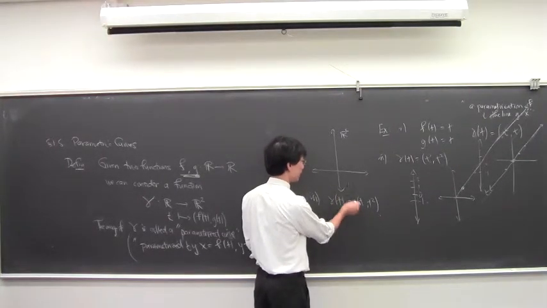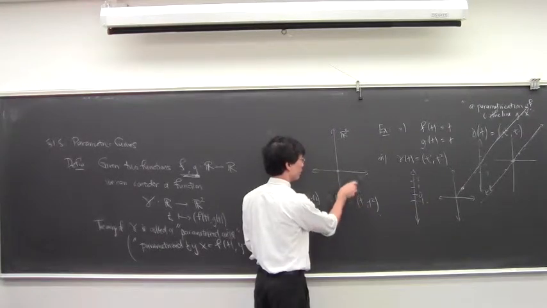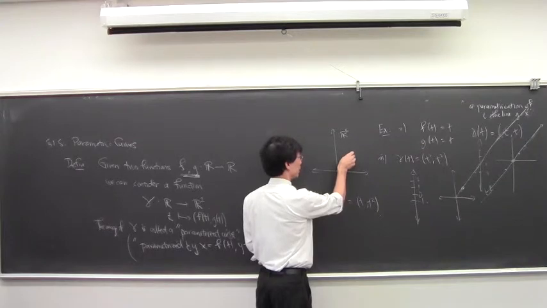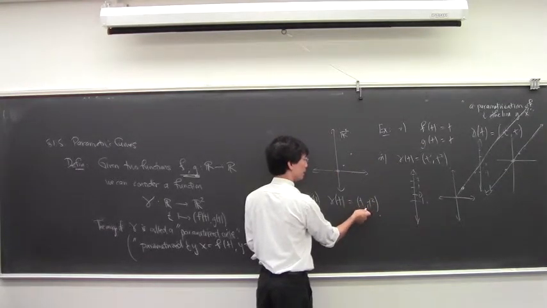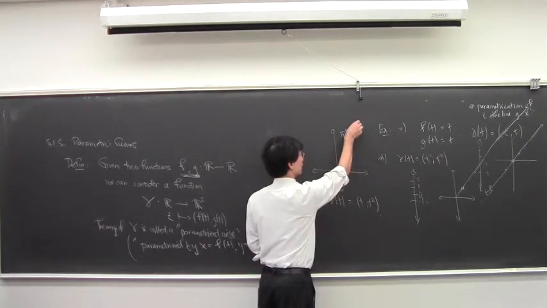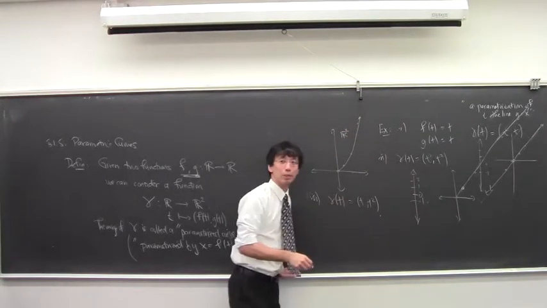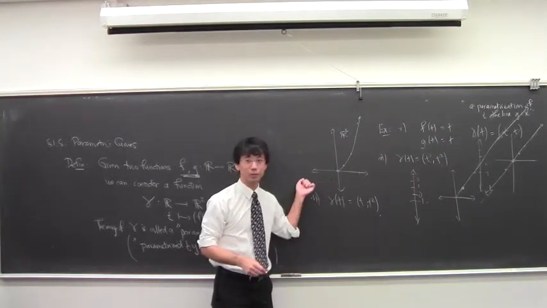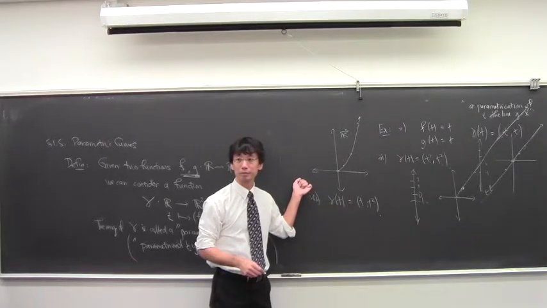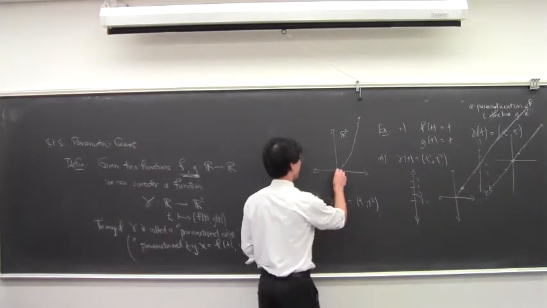So let's think. At time 0, we're at 0, 0. At time 1, where are we? We're at 1, 1. At time 2, we're at 2, comma 4. At time 3, we're at 3, comma 9. We're going up like this, tracing out that part of a parabola. What happens as time reverses? We'll get the other half of the parabola.